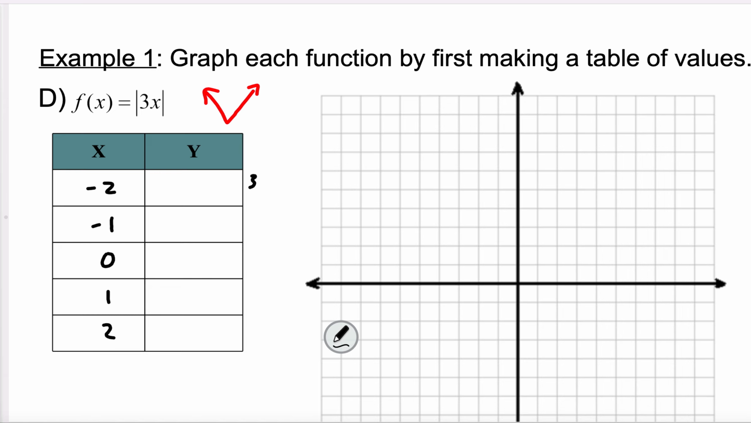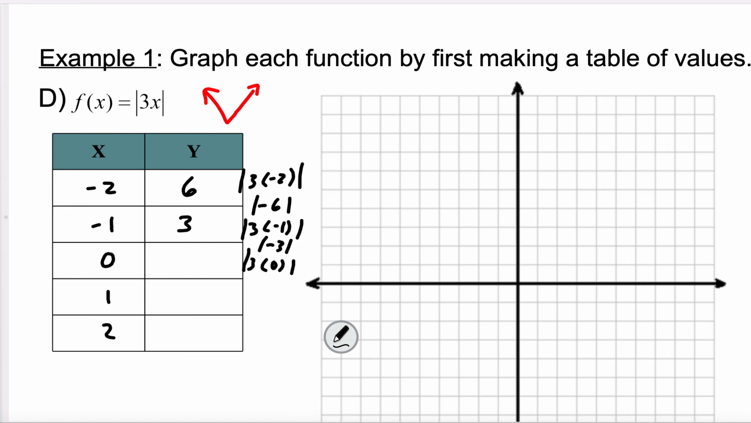So 3 times -2. Again, you want to take care of what's underneath the absolute value there first. You get -6, and then whatever comes out of there has to be positive, so we get a +6. Our next value to plug in is -1. 3 times -1 there is -3, and then the absolute value of -3 there is 3, because whatever comes out of the absolute value is going to be a positive value. Let's go ahead and plug in 0.